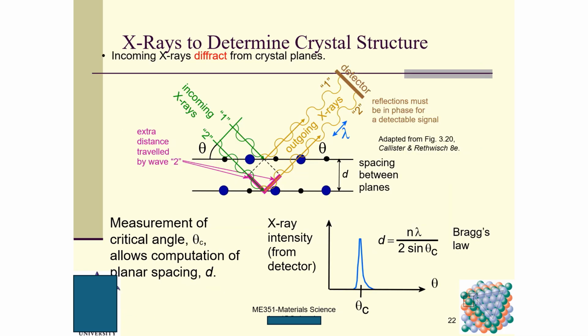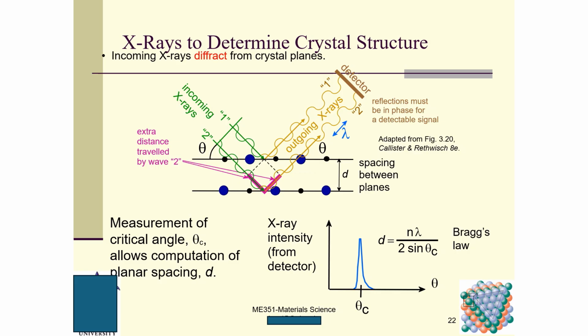So X-ray is used to determine the crystal structure. Here is the incoming X-ray, diffracting from the crystal plane. So this is the incoming X-ray, the first one, and the second one, and then coming back, the outgoing X-ray. So this is a detector. So this is the actual distance traveled by wave 1 and wave 2. So you can see the spacing between planes.